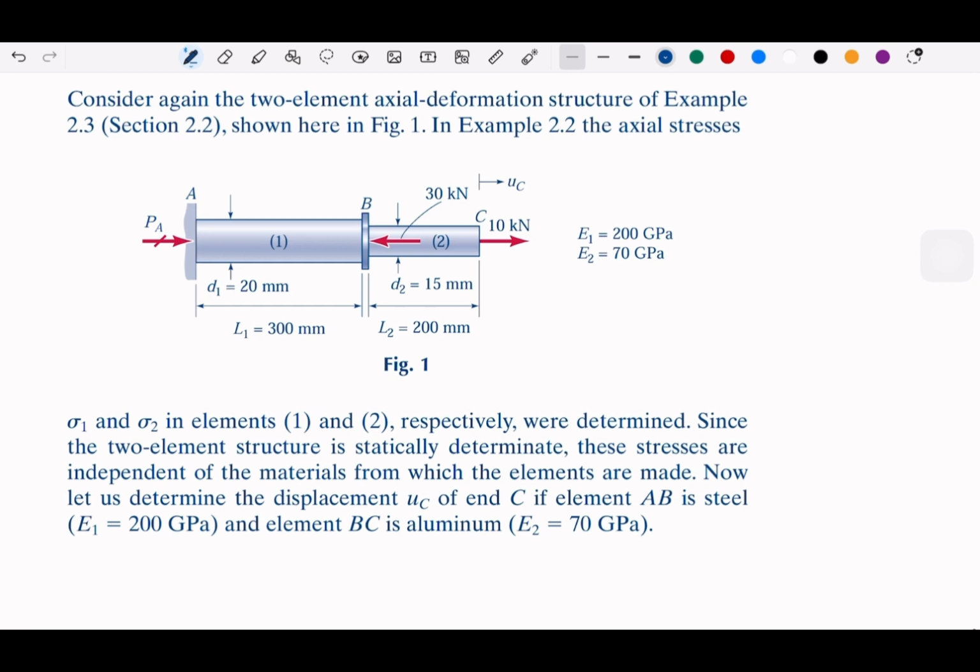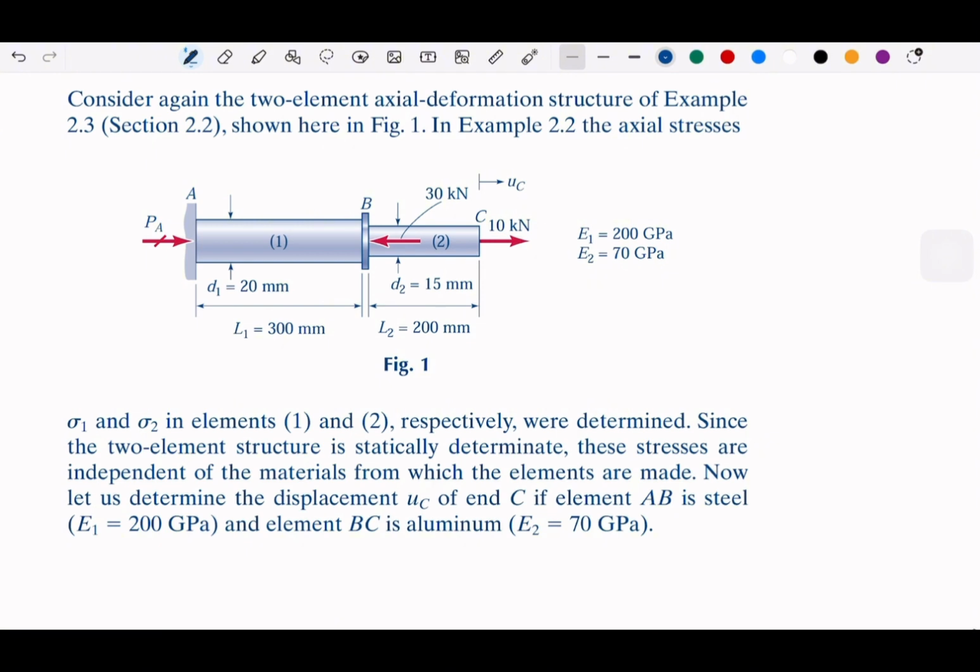Okay, and then the two element structure is statically determinate. The stresses are independent of the materials. And now we need to determine the UC, which will be the displacement, for this steel or the rod. So we have E1 is 200 and E2 is 70 GPa. If we have elongation 1 and elongation 2, and we add these two, that will be our displacement.